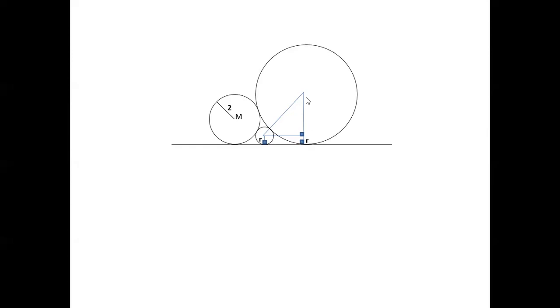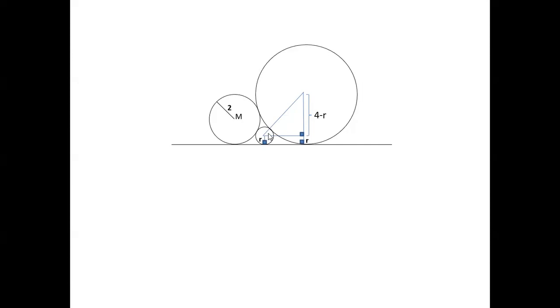Now the radius of this circle is 4 centimeters. So from this point to this point, the length is 4 centimeters. That means from here to this point, it will be 4 minus r. So this will be 4 minus r. So this length, from here to this point perpendicular, is 4 minus r.